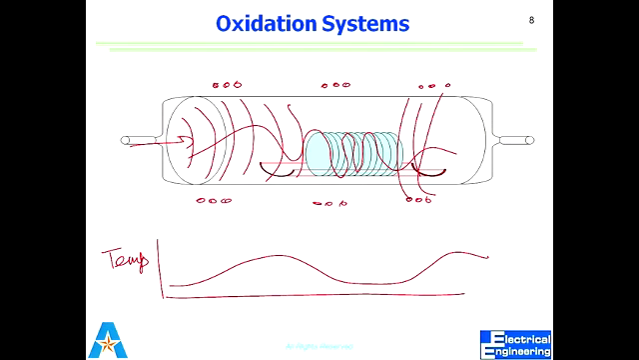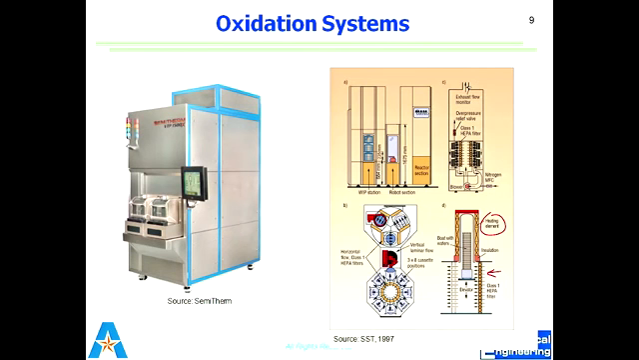Okay, this is showing you exactly the same horizontal furnace that we'll be using inside the clean room tomorrow, and you can see that the temperature distribution is not uniform across the wafer, because as I told you, it starts heating from one end to the other end. That's why we won't have a uniform thickness of oxide on the wafer. So you don't have a uniform profile. And this is the vertical oxidation furnace.